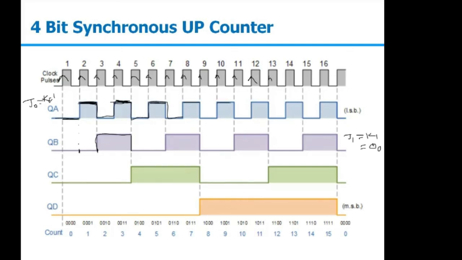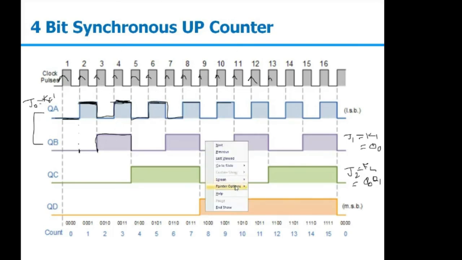Similarly for QC, what was my J2 and K2? J2 equal to K2 was Q0 into Q1. It will depend on when both QA and QB are 1, only then toggle will occur. So if you will see this diagram, here and here, we are getting the 1. So after the 5th clock, my QC will be toggled.